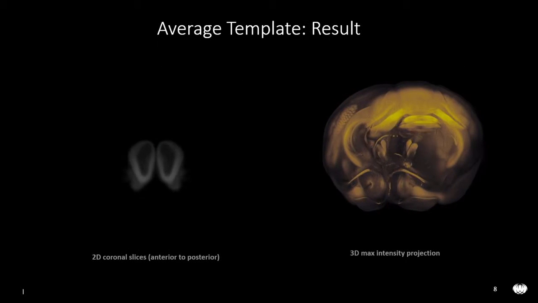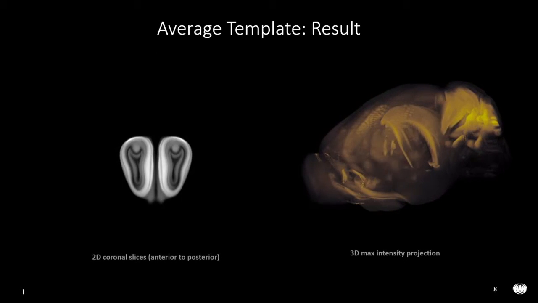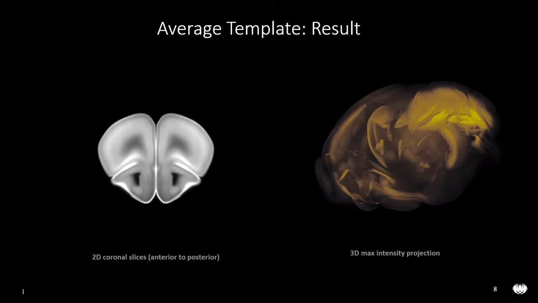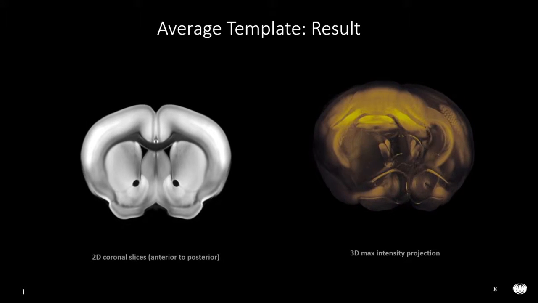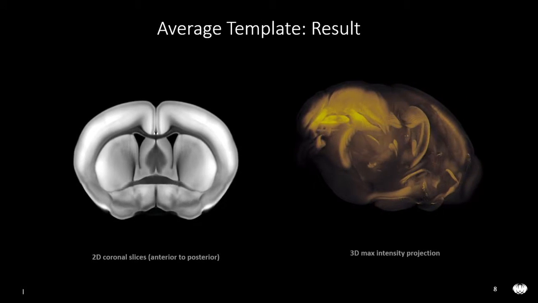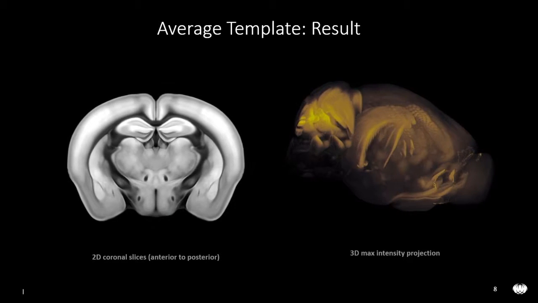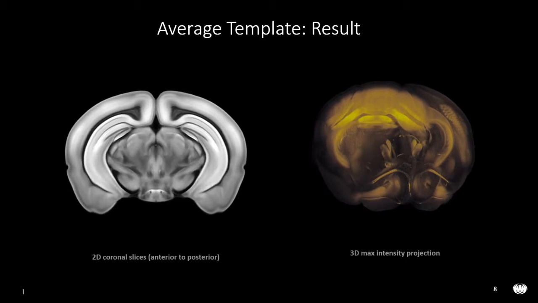These two videos show you more details about the template we obtained. On the right side is the maximum intensity projection that allows you to see more inner structures, and the left side is a go-through of the coronal sections. And as you can see, both of them are very clean, beautiful, and full of anatomical details.